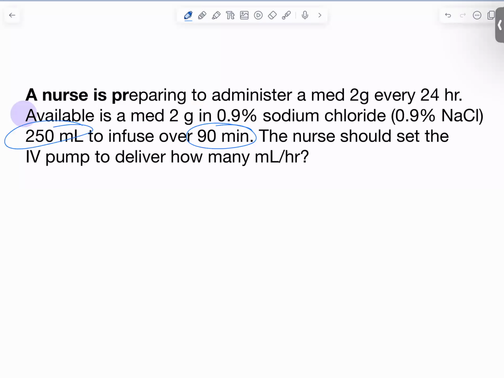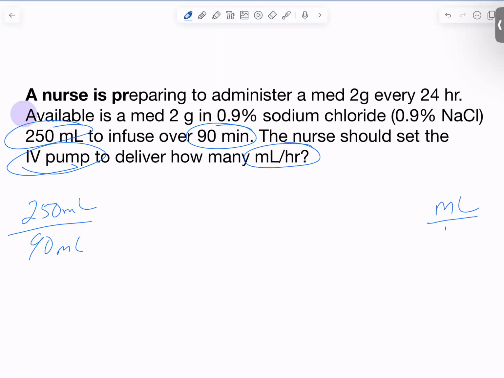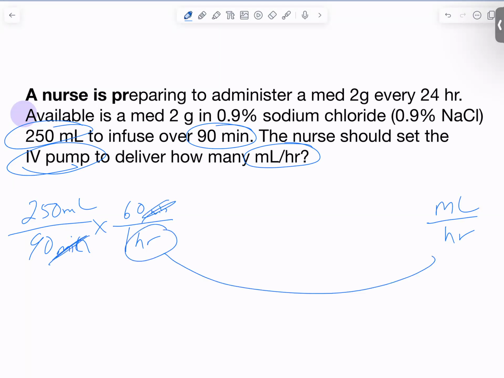So volume over time, right? So 250 milliliters over 90 minutes. But I'm giving it through a pump, so I'm solving for milliliters an hour. No problem. So how do I get there? I know 90 minutes, not hours. So I know how to change minutes to hours. So 60 minutes is 1 hour. Okay, beautiful. So I have my hour, and I have the 250 milliliters already. So if you were trying to use the 2 grams every 24 hours, you got fooled. That's not what it asked you. It just asked you to solve for milliliters an hour, and that was already in your problem except for the minutes. So now it's that much simpler math for you.